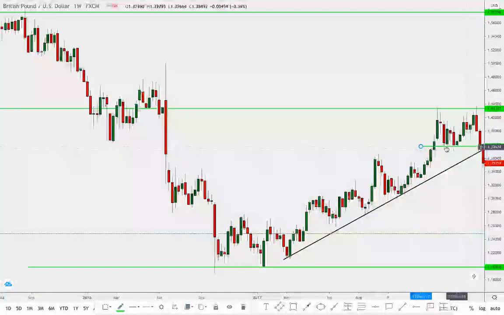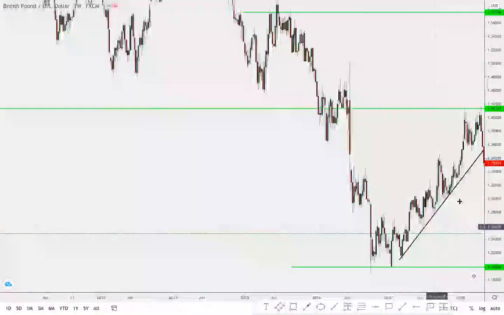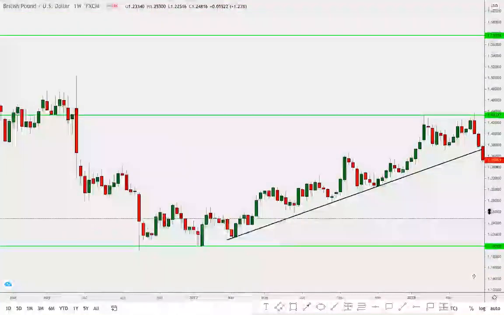And not only that, this was even acting as some form of support, as you can see. Not only did we break this support level, we also broke this trend line that was supporting this guy on this move to the upside. So you don't really need more than that as an indication that, hey, we're about to go.